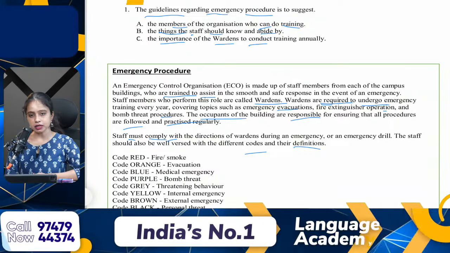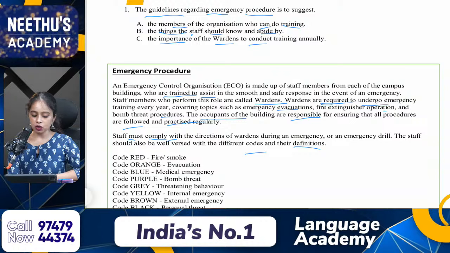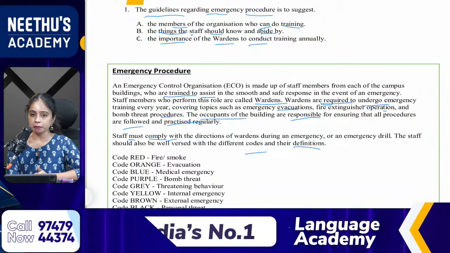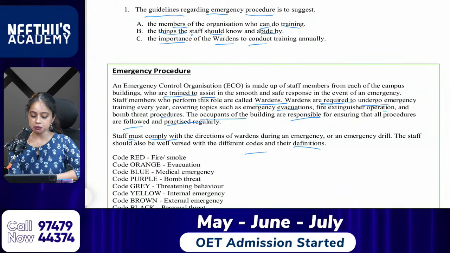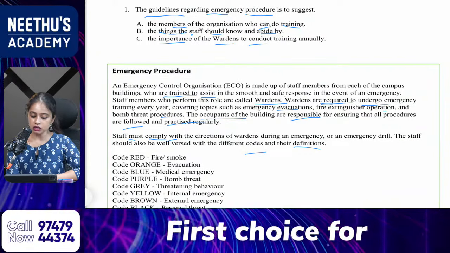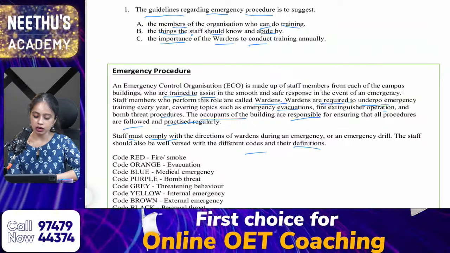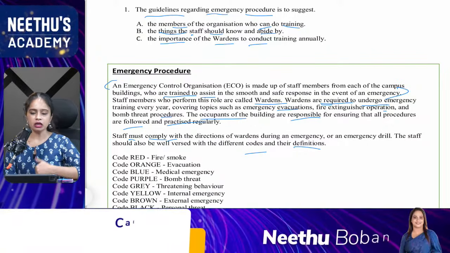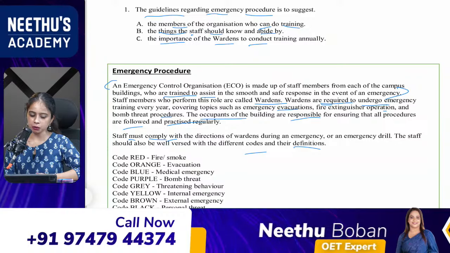Okay, so what is the first line? An emergency control organization is made up of staff members from each of the campus buildings who are trained to assist in the smooth and safe response in the event of an emergency. So which means, can we eliminate any of the options from here?